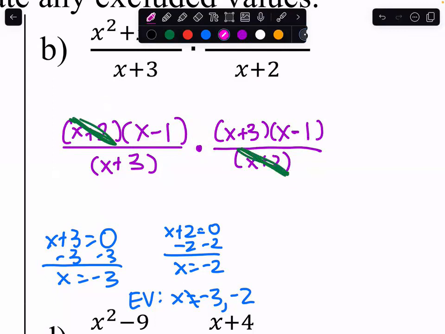I also noticed we've got these x plus 3s. This denominator x plus 3 is the whole denominator. And this x plus 3 does multiply over here, and it does multiply over here, so it is a factor of the whole numerator. So we are allowed to reduce the x plus 3s.